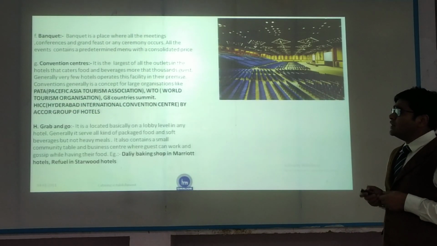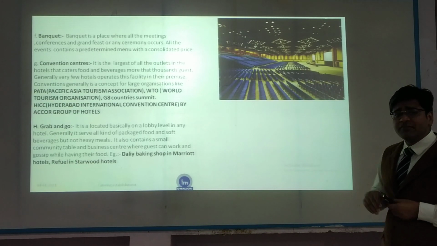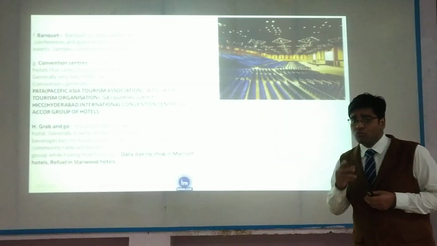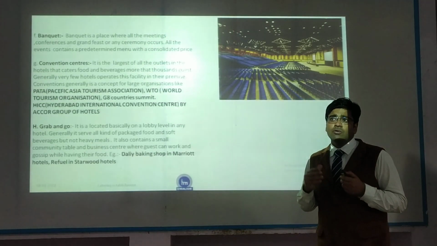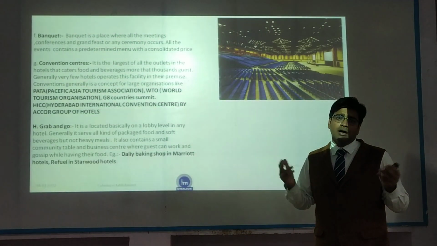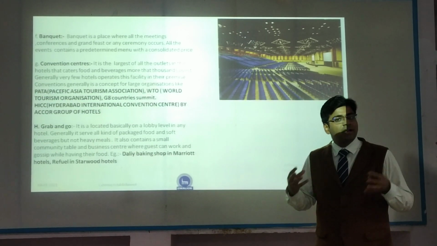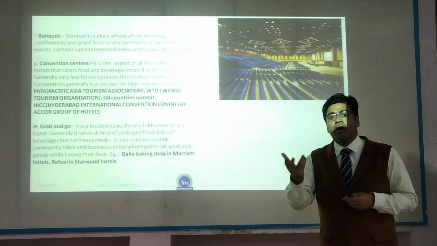Then you go to the next one. It says grab and go. Grab and go is basically a very new concept that's coming from the US brand hotels. Basically, Starwood Marriott started this system. Grab and go is a situation where today people have become very fast. We want everything fast, so the food has turned from regular food to fast food.